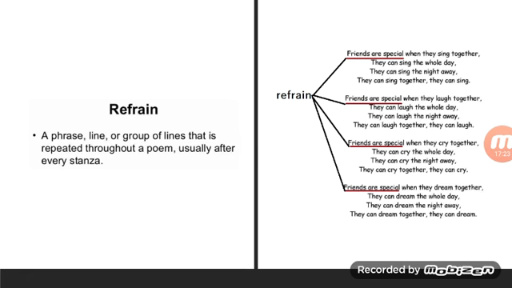So let's read here. Friends are special when they sing together. They can sing the whole day, they can sing the night away, they can sing together. So this is a kind of poem, and if you look, in every stanza, "friends are special" is being repeated. So here it is the poetic device, refrain.